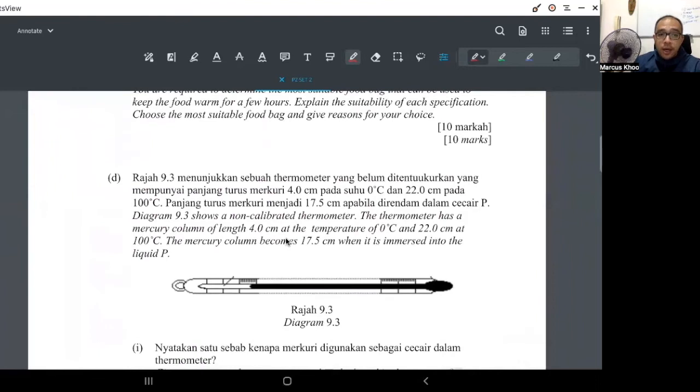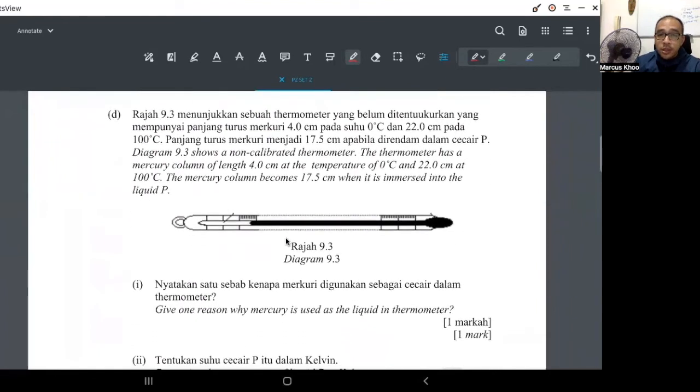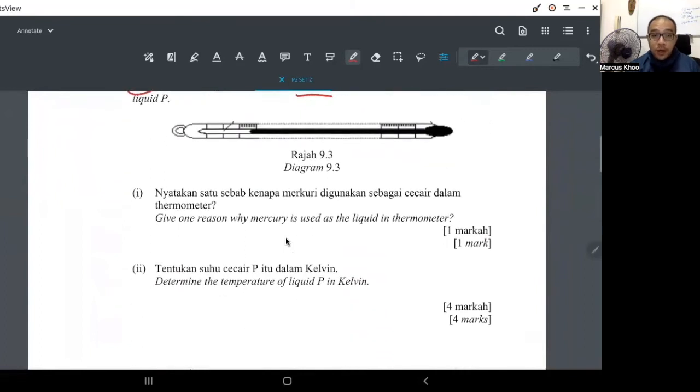All right. 9.3 shows a non-calibrated thermometer. The thermometer has a mercury column of length 4 cm at a temperature of 0, 22 at 100. Then the 17.5 cm when immersed at liquid P. Okay, so give one reason mercury is used as a liquid in a thermometer.